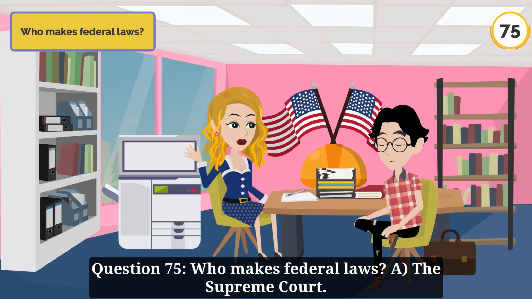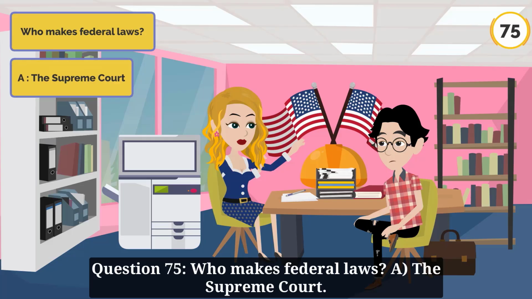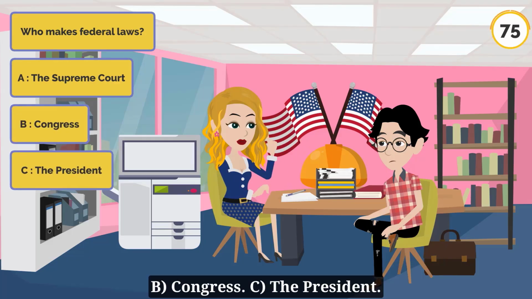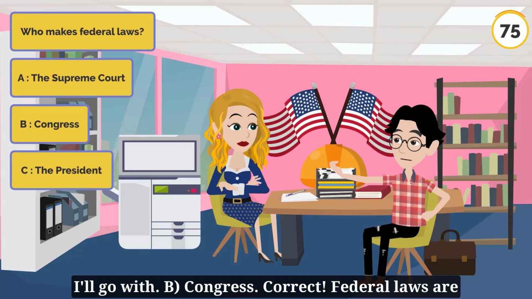Question 75. Who makes federal laws? A. The Supreme Court. B. Congress. C. The President. I'll go with B. Congress.